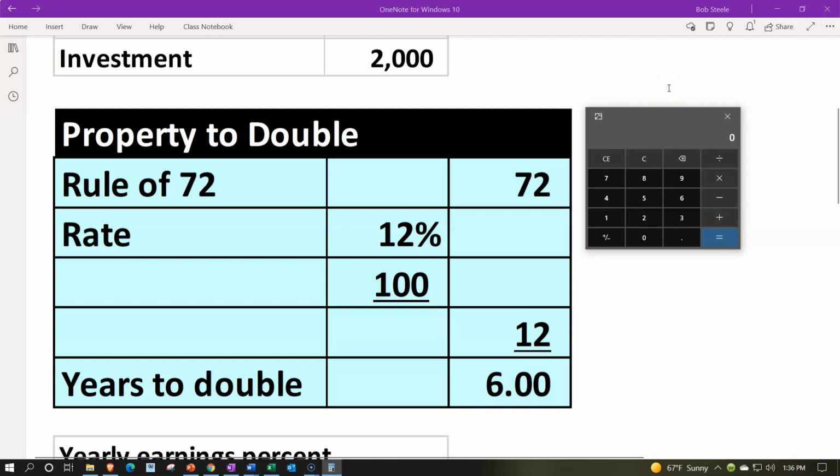Again, if I type this in the calculator as 0.12, that would be 12% in decimal format, times 100. We get the actual 12. Then we can take the 72 divided by the 12. We get 6 years, which is an approximation of how long it would take for something to double if the interest rate was 12%, no matter what the amount of the investment was. If we assume the amount of the investment is 2,000, it would take approximately 6 years, given the rule of 72, for it to double to 4,000.